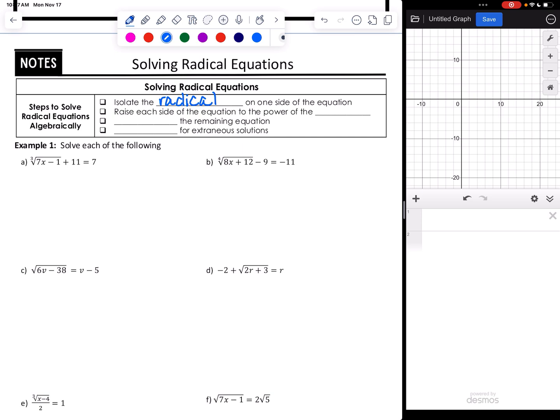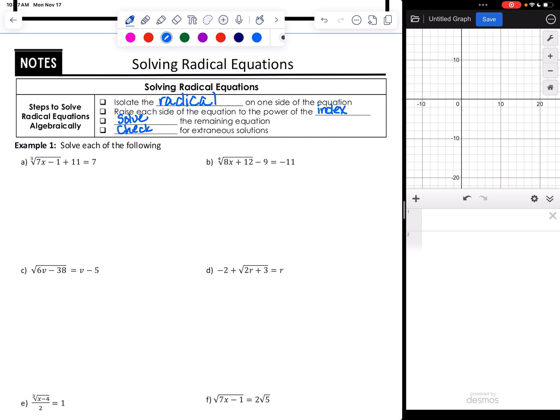In step two, you're going to raise each side of the equation to the power of the index. Step three, you will solve the remaining equation. And step four, you will check for extraneous solutions.